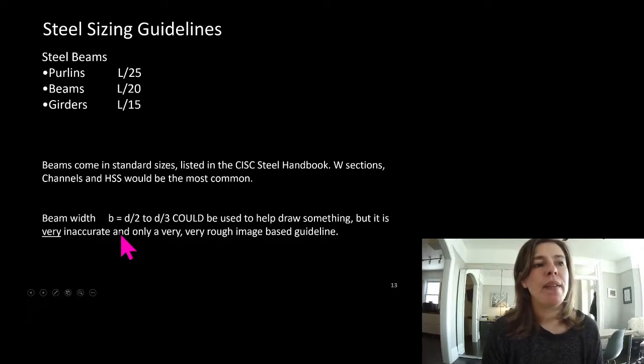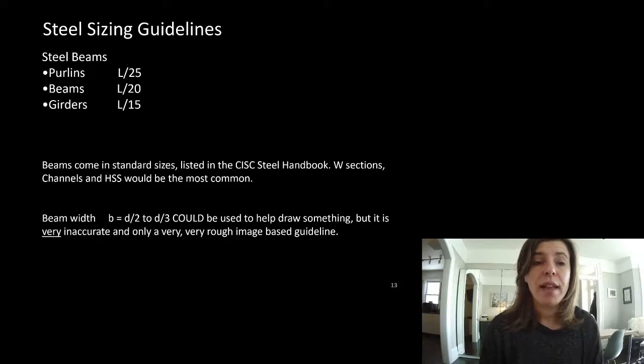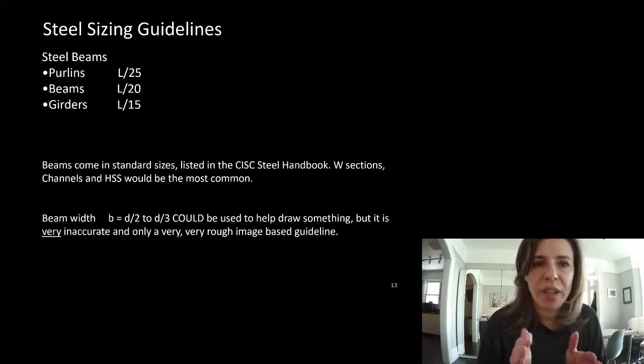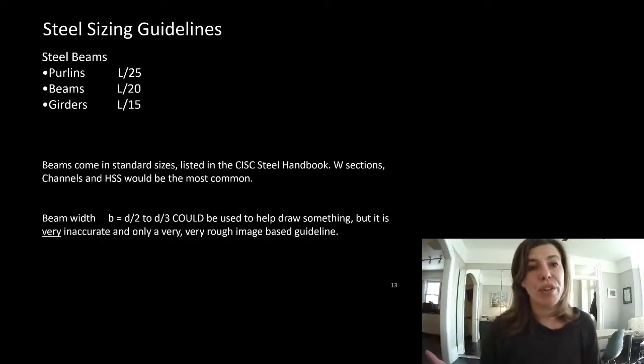Okay, beam widths. I don't care about beam widths at all. These are just something to help you draw something in your preliminary drawing so it looks somewhat pleasing to the eye. But the actual width is going to come out of the final design. So if you want to say it, the beam width sizing guidelines are bullshit. Sorry to swear, but I just really want to lock that into your brain. They are horse poop. They are not very good sizing guidelines. They are just something to help you draw what looks good.